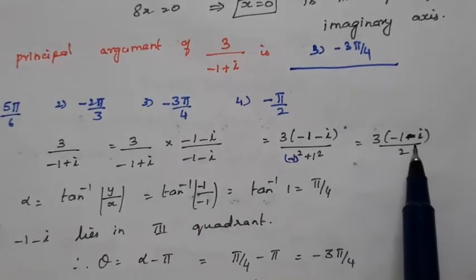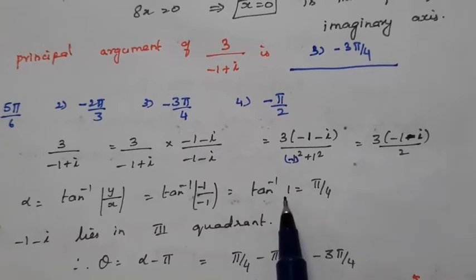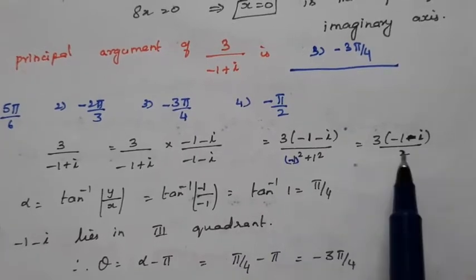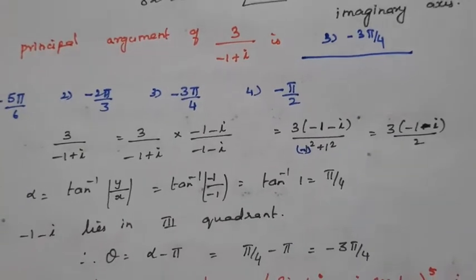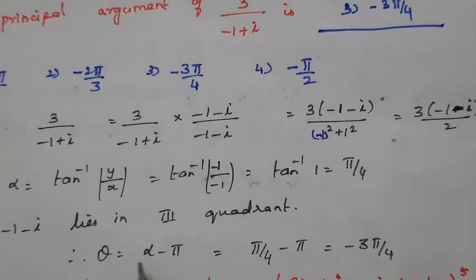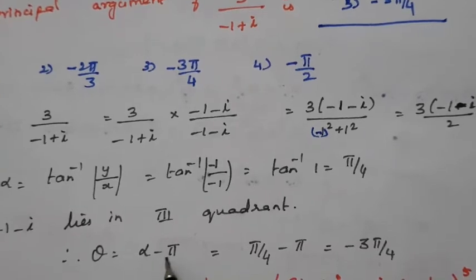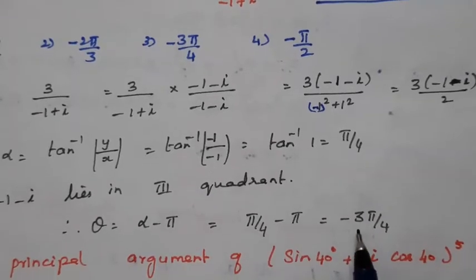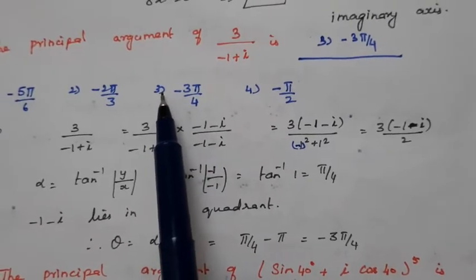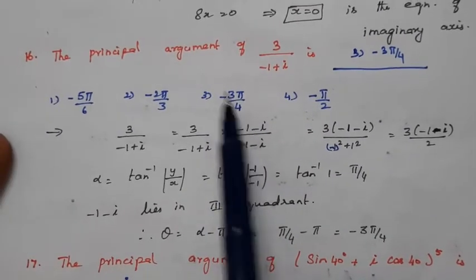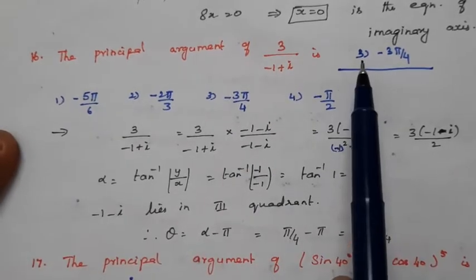So tan inverse of minus 1 divided by minus 1, that is nothing but tan inverse of 1, which is pi by 4. And minus 1 minus i lies in which quadrant? Third quadrant. For the third quadrant, theta, the principal argument, will be given by alpha minus pi. So pi by 4 minus pi is equal to minus 3 pi by 4. So option number 3 has the answer minus 3 pi by 4. The answer for question 16 is option 3.